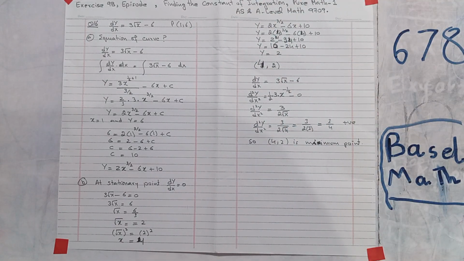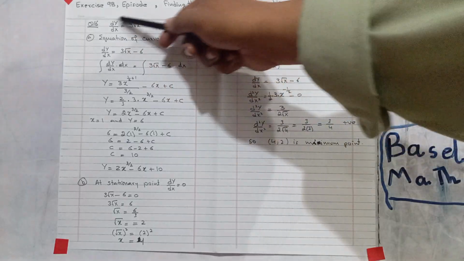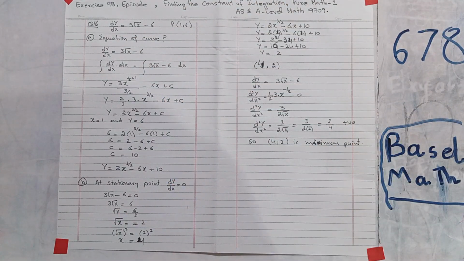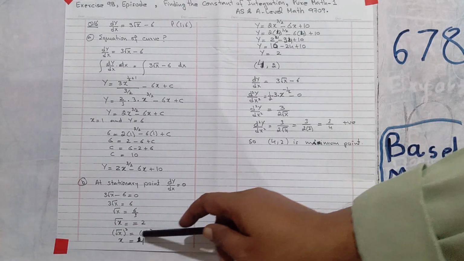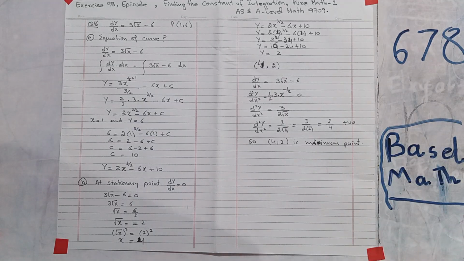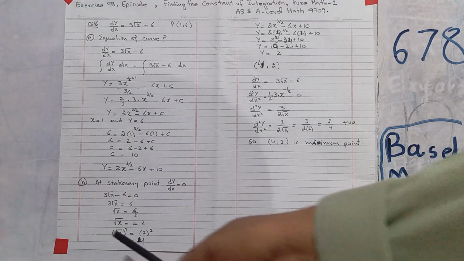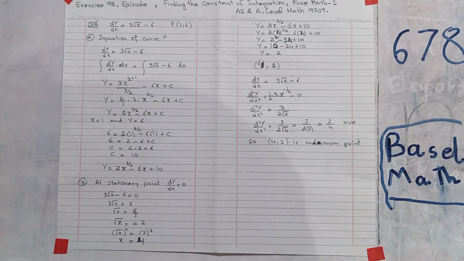The next question is find the stationary point and find its nature. You know that at the stationary point, dy by dx is 0. We already know dy by dx, so I will take it and make it equal to 0. So 3 under root x is equal to 6. So under root x will be equal to 6 by 3. So under root x will be equal to 2. So take square on both the sides. When you square both the sides, you will have x equals 4. So the stationary point is when x is equal to 4.